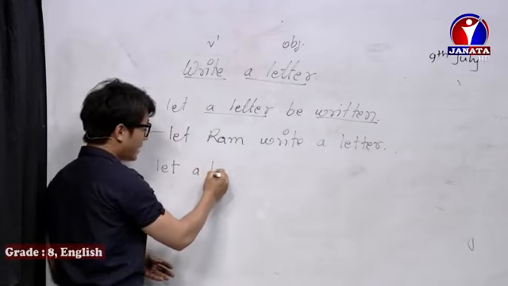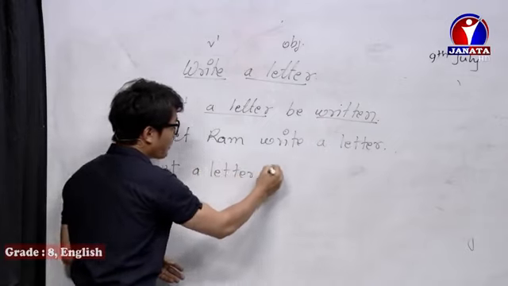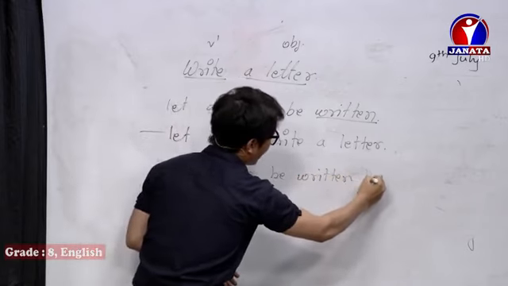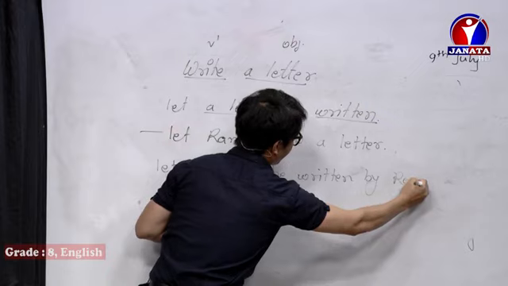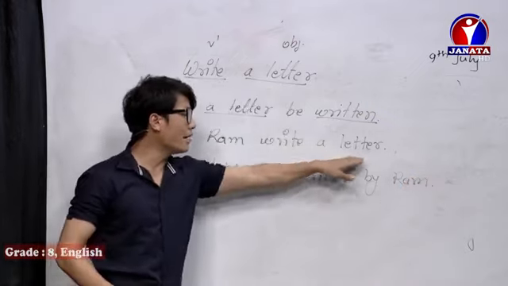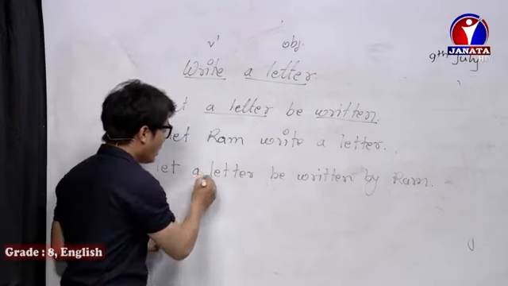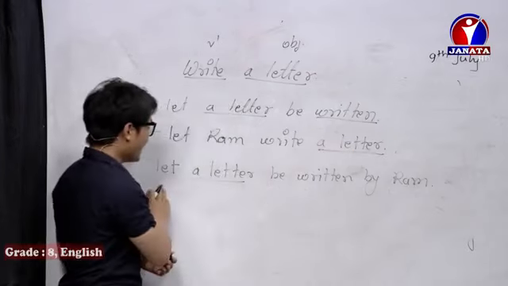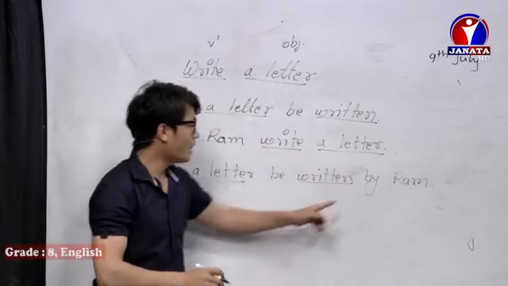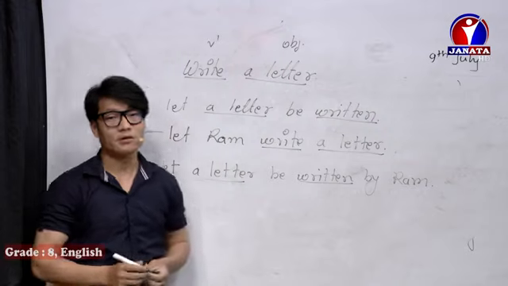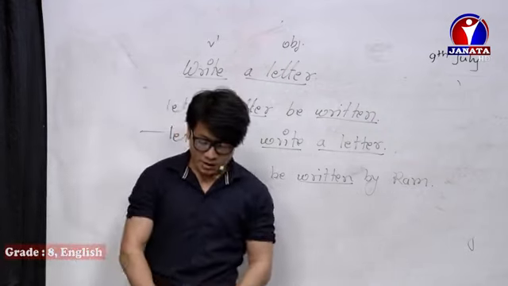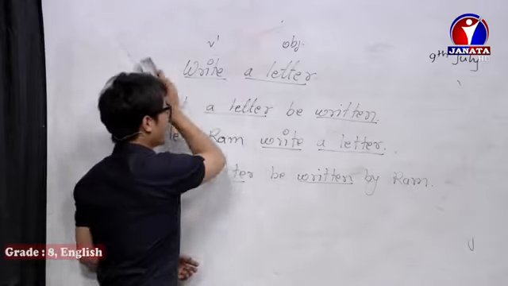Then obviously the object comes: let a letter be written by whom? By Ram. Let Ram write a letter. Let a letter, the object is here, be written. Written is verb 3 of write, and by Ram. So we can write this when there is a simple sentence. Now let's talk further about imperative sentences.